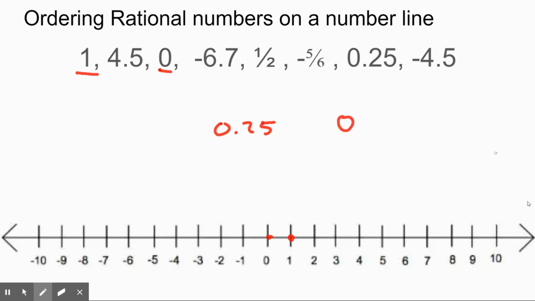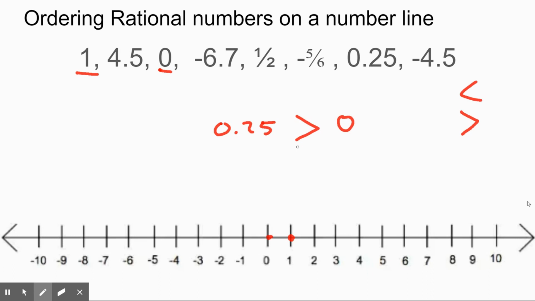And you may at some point have seen two symbols. They're called the less than and greater than symbols. And we can use those to help us compare these two numbers. In this case, we know that 0.25 is going to be greater than 0. So we're going to use the greater than symbol.